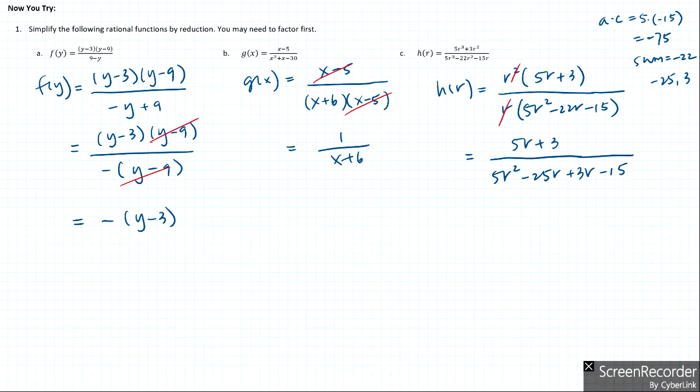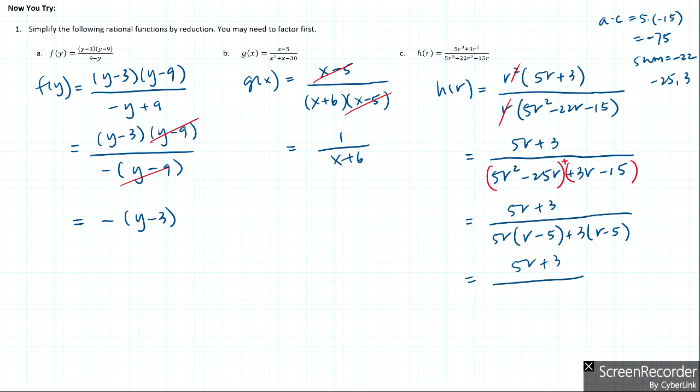Next step, the first two terms go together, last two terms go together, connected by addition. Once we have this form, we would want to do factor by grouping. If we check the first group, the GCF is 5r, we're left with r minus 5. Second group, GCF is 3, left with r minus 5 again. So once we do that, we will see on the denominator, we actually have a factored form: r minus 5 taken out as a common factor, 5r plus 3 is what's left.